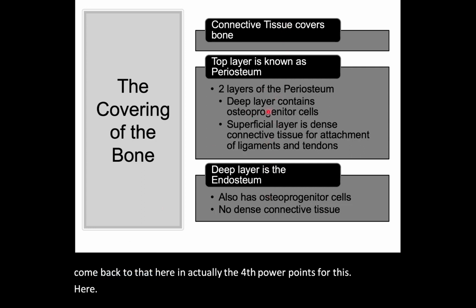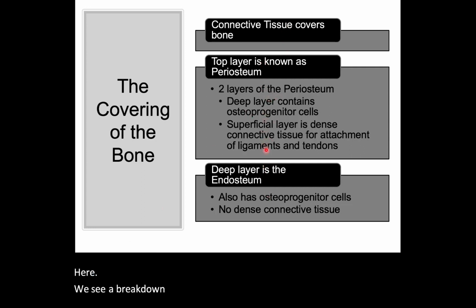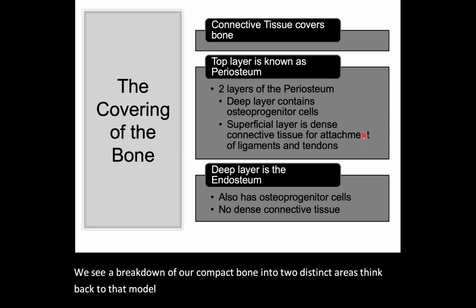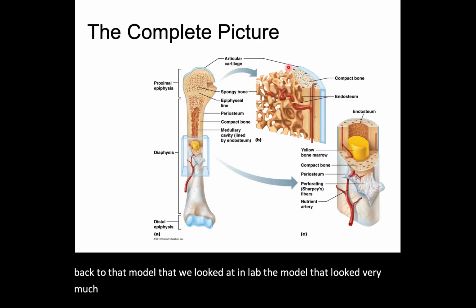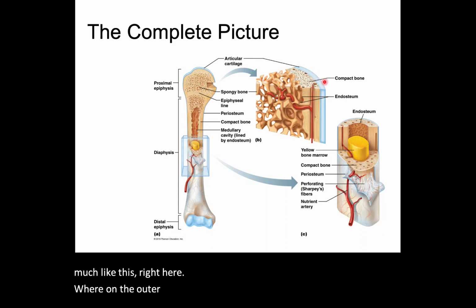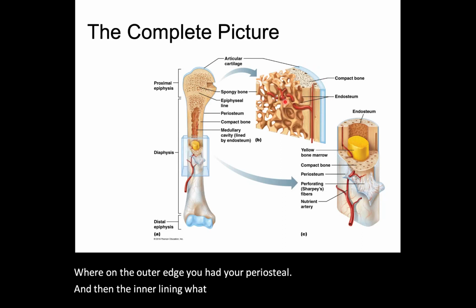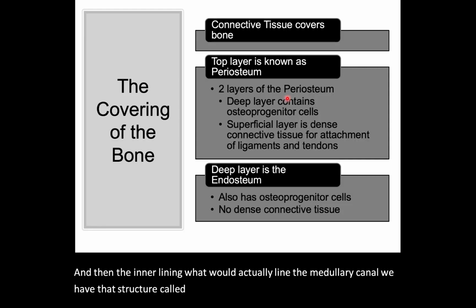Here we see a breakdown of our compact bone into two distinct areas. Think back to that model that we looked at in lab, the model that looked very much like this right here, where on the outer edge you had your periosteum, and then the inner lining, what would actually line the medullary canal, we have that structure called the endosteum. And that's what you're seeing right here.